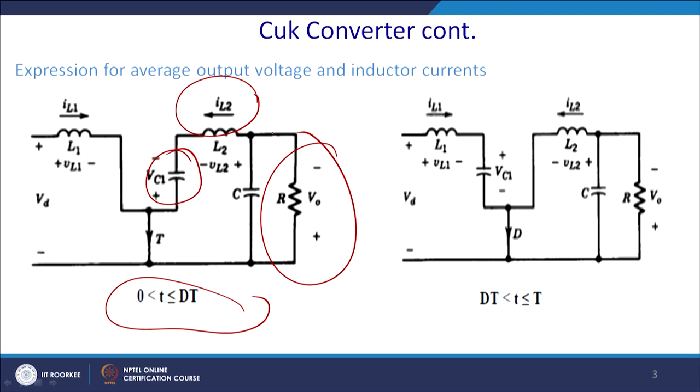When the switch is closed, VC1 will come as a part of the input circuit, and ultimately IL2 will flow through this. So IL2 will be flowing through this, and thus you will have a reverse polarity. So this is the characteristic of operation of the Cuk converter.